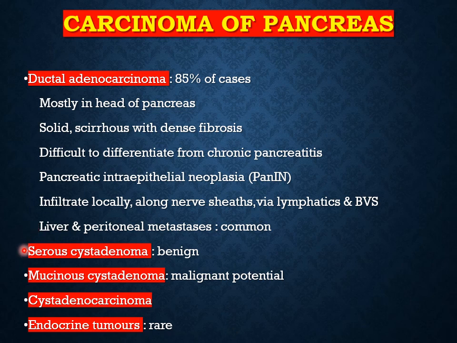Serous cystadenoma is another important benign disease which can occur in the pancreas. They are usually benign, but they can grow to a big size and cause pressure symptoms. Whereas mucinous cystadenomas have a malignant potential. In the long run, they can become malignant. Endocrine tumors of the pancreas are relatively rare, though there are a lot of endocrine cells and tissues in the pancreas. These tumors do occur from time to time.